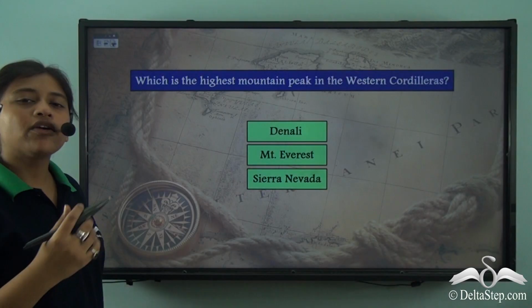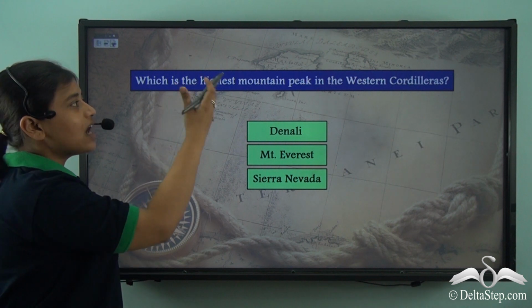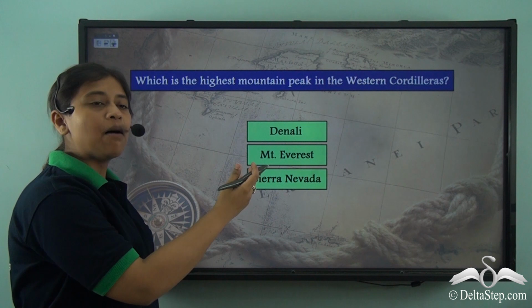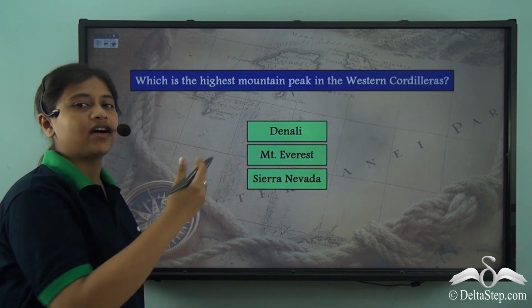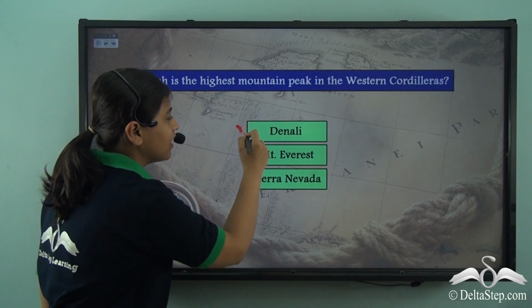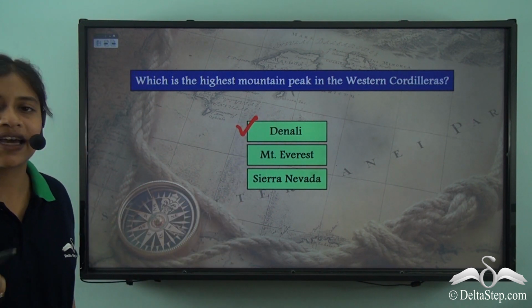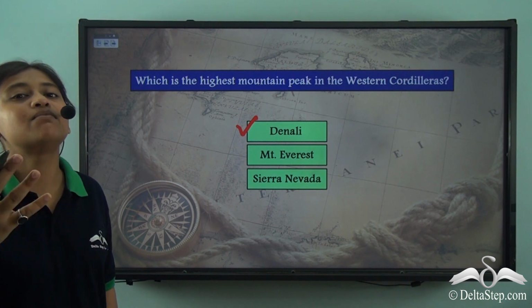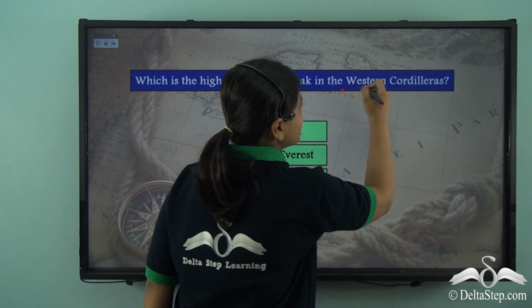So what did we just learn? Which is the highest mountain peak in the Western Cordilleras? Is it Denali, Mount Everest or Sierra Nevada? Yes, the correct answer is Denali, also known as Mount McKinley. So Denali or Mount McKinley is the tallest or the highest mountain peak of the Western Cordilleras.